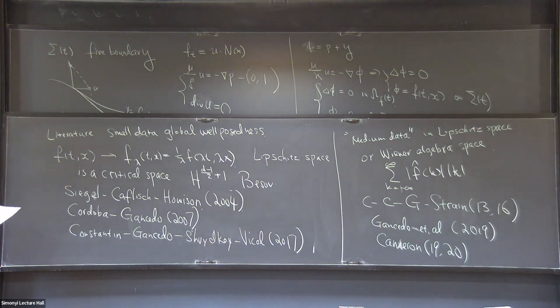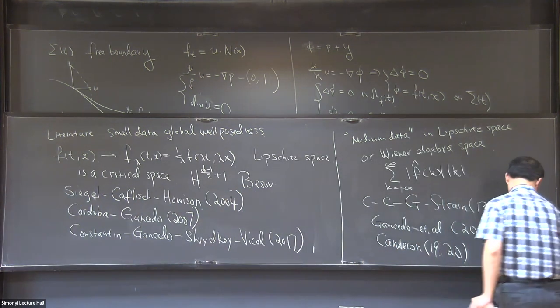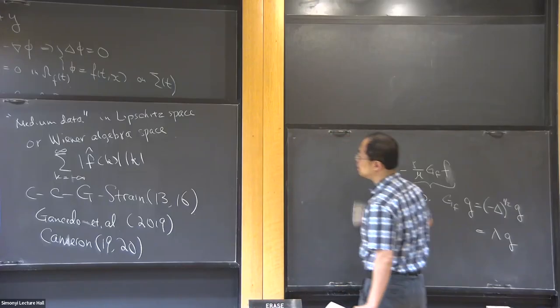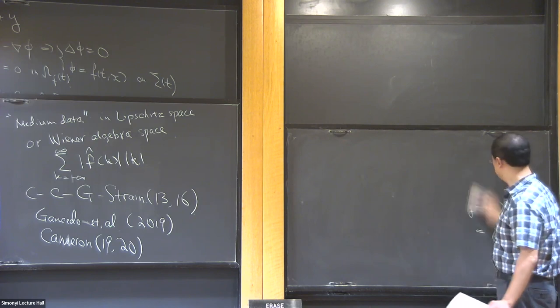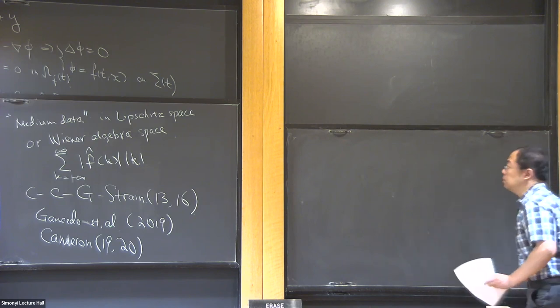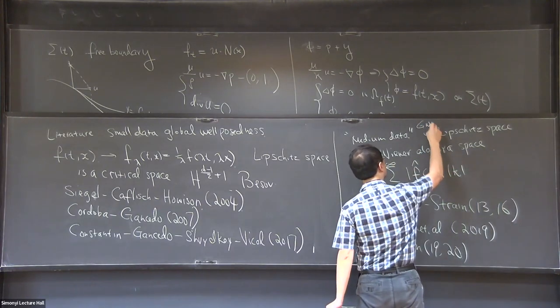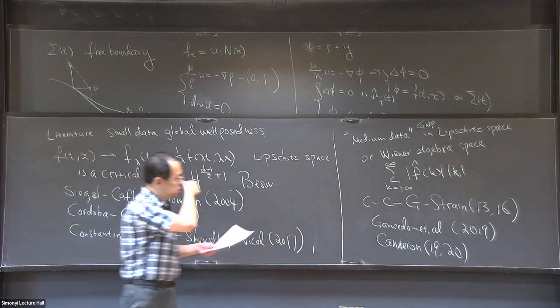There are also results when the data is large, where you can get local well-posedness. For medium data, you have global well-posedness. And if the data is arbitrarily large, you can get local well-posedness.